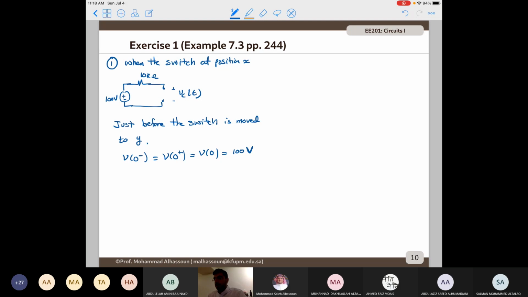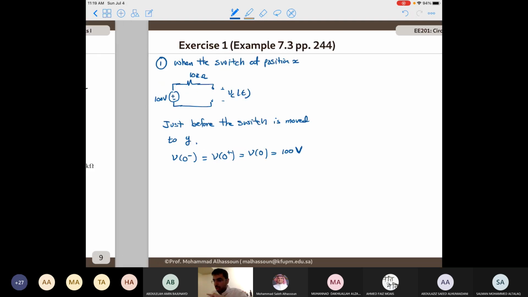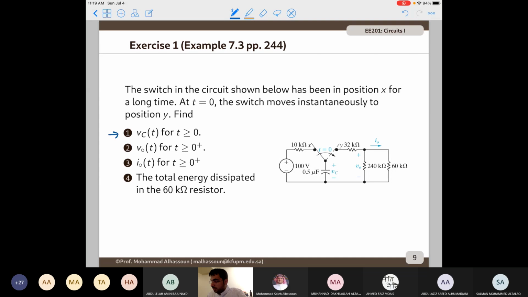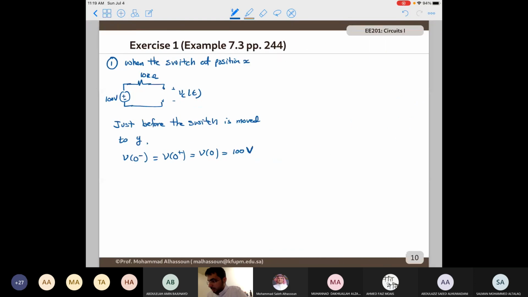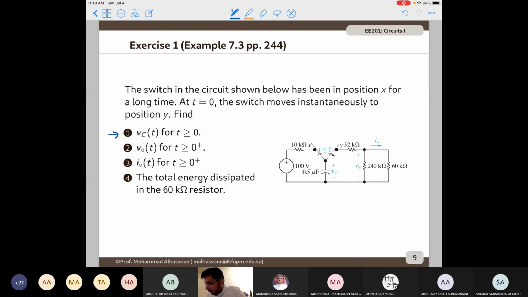The second period is when the switch is moved to position Y. In this case, the source has been disconnected from the circuit, and we have the remaining parts of the circuit. So let me draw it here. So when the switch is at Y, the value of this one is 0.5 microfarad.